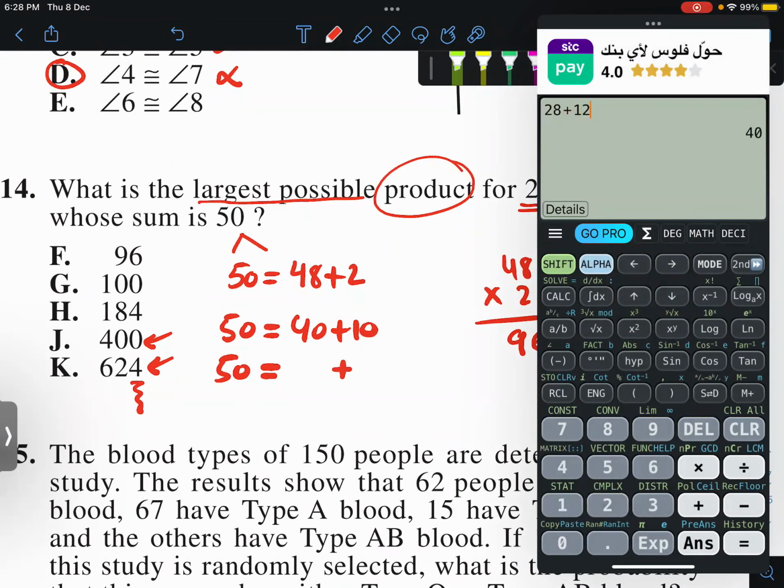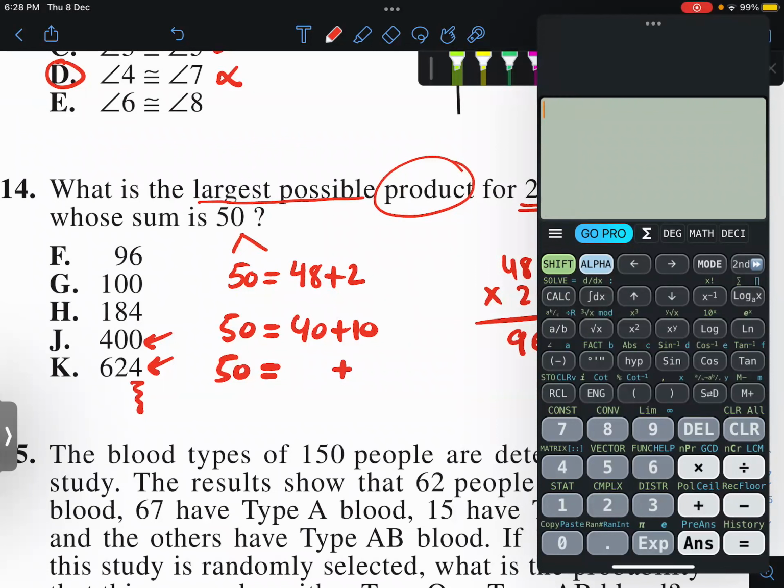28 and 12. No, 28. Let's say the 38 and 12. You want 38 times 12, which gives 400-something. Okay, 624, divided by... it's divisible by what? 6. Yeah, it's divisible by, let's say, 26.